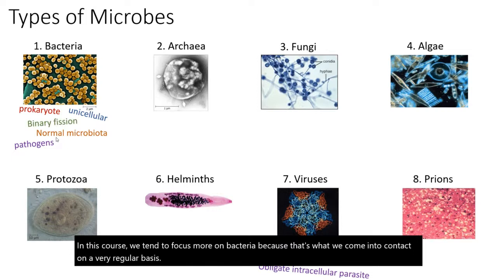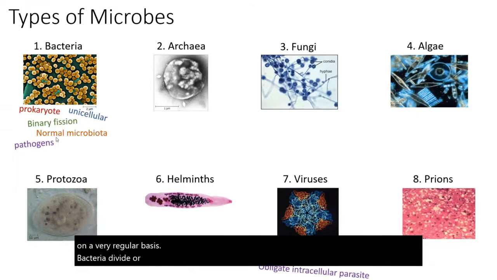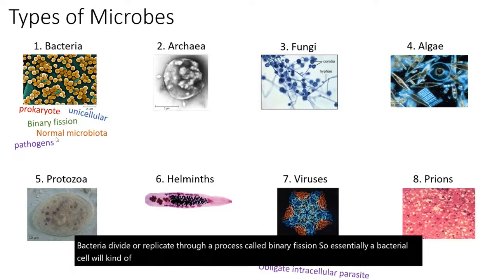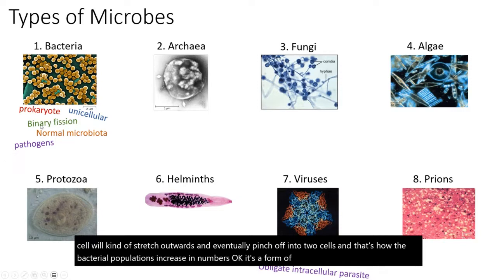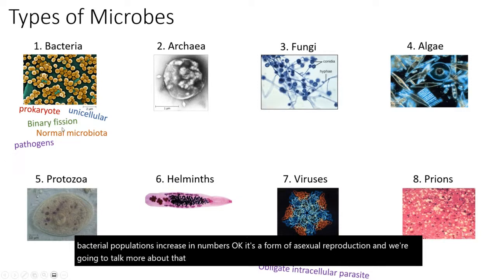Bacteria divide or replicate through a process called binary fission. Essentially, a bacterial cell will stretch outwards and eventually pinch off into 2 cells. That's how bacterial populations increase in numbers. It's a form of asexual reproduction. And we're going to talk more about that in Unit 2.